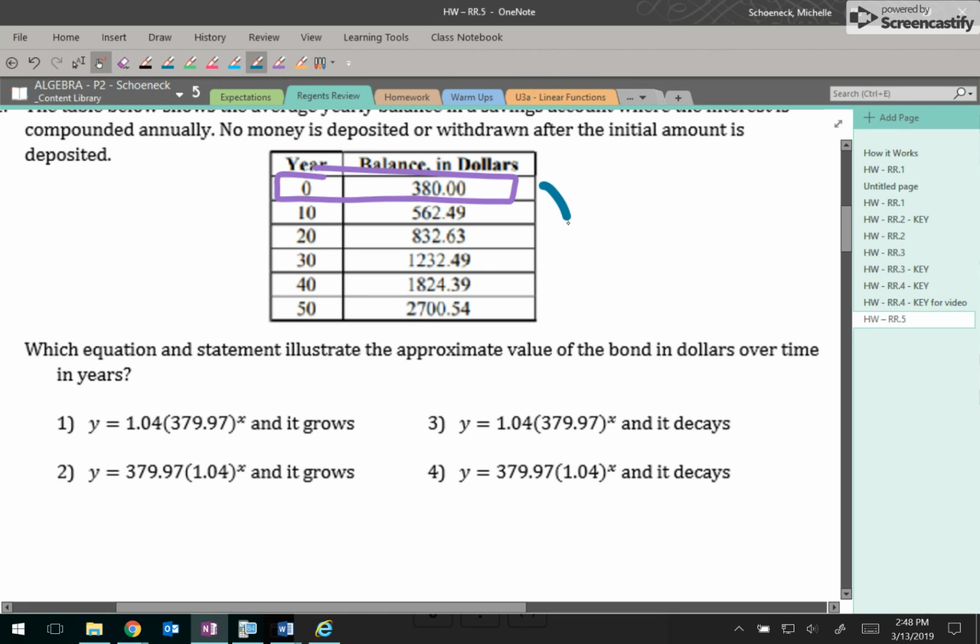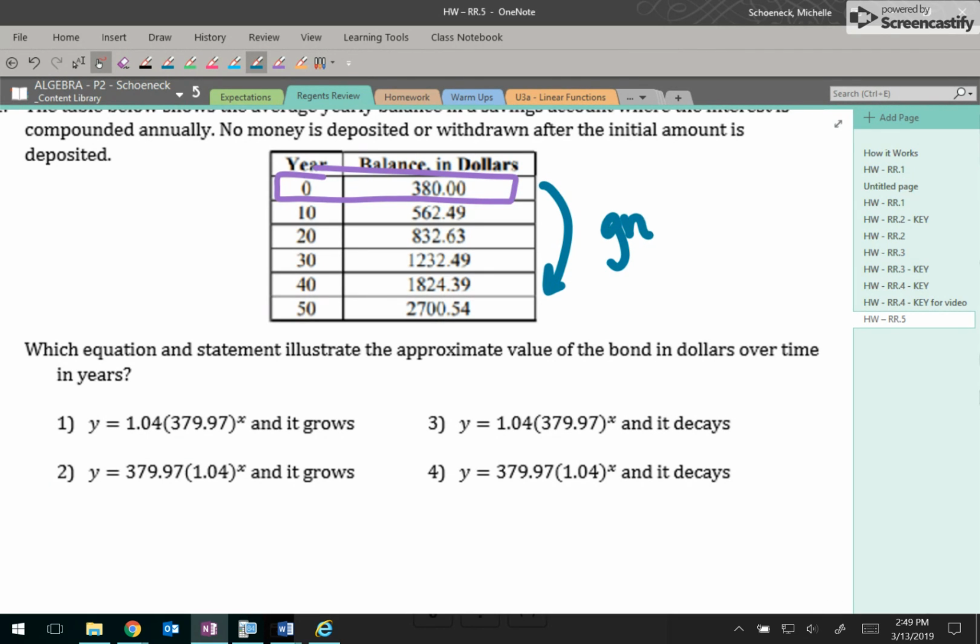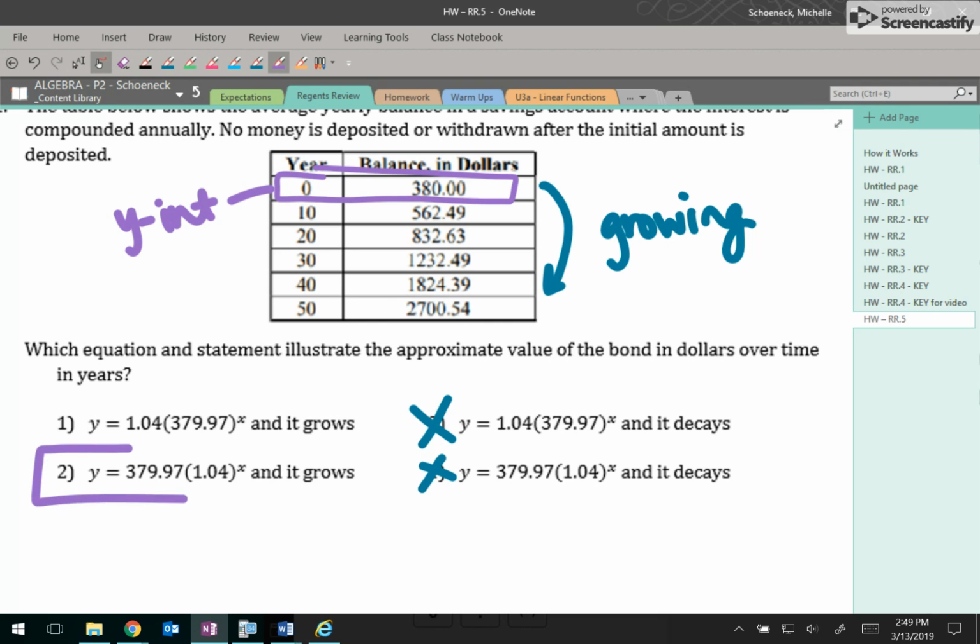Well, I'm going to look as I go down. Is it getting bigger or smaller? It's getting bigger, so it's definitely growing. So that means I can cancel out options 3 and 4. And then what I have highlighted here, that's my y-intercept, $380. So that should be in front of my parentheses. So actually, that tells me that number 2 is the answer.